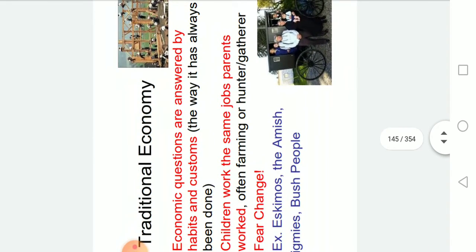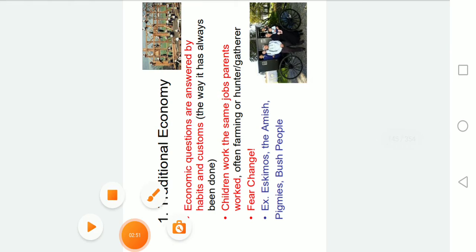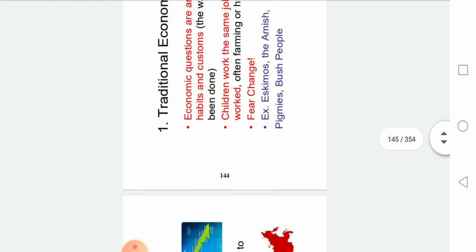So traditional economy, I'm talking about here, economic questions are answered by what? By the habits and the customs. So I have here children work the same jobs parents worked, often farming or hunting or gathering. So they here are very afraid of change.